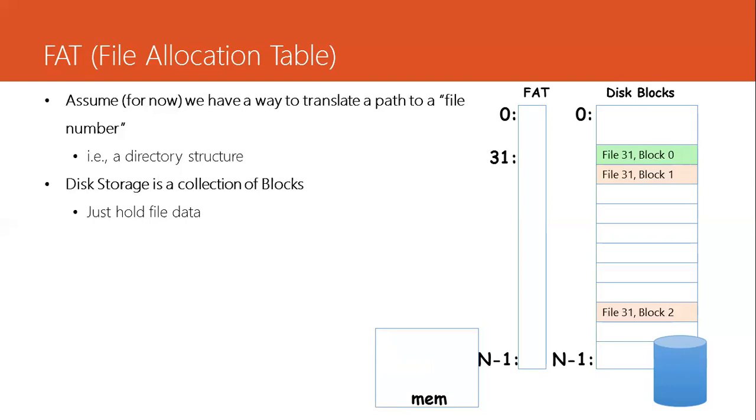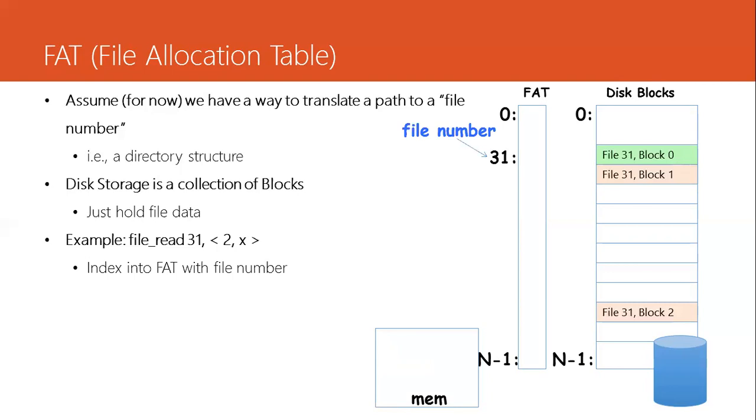Now, for instance, suppose that we are interested in reading file number 31, block 2, offset X. And how do we do that? Well, we index into the file allocation table with the file number 31. So this file number basically is position 31 in the FAT table. And that is what I got back from my directory, okay? So when we looked up this data in our directory, it gave us back 31, and that is the first block of the file.